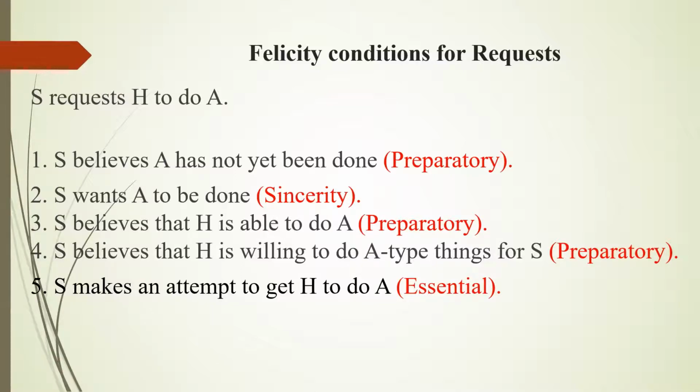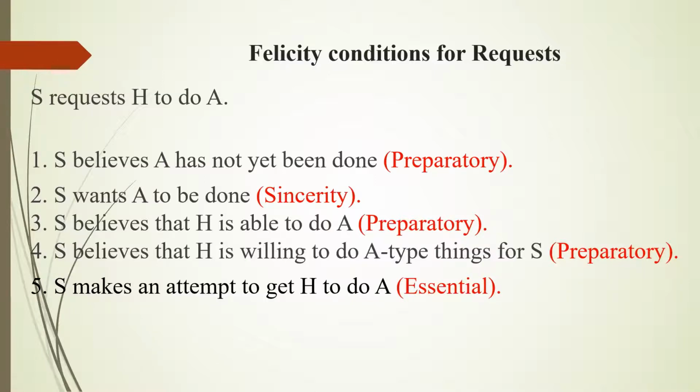S believes that H is able to do A. As the speaker, I believe that my hearer is able to do A, closing the door. The student is an adult, so the student can close the door. If it were a child, I would not ask the child to close the door, because I would be concerned whether the child would hurt himself or herself by closing it. So I would certainly take into consideration whether the person is able to close the door. And if it is a heavy iron door, I would not ask you to close it either. So S has to believe that H is able to do A.